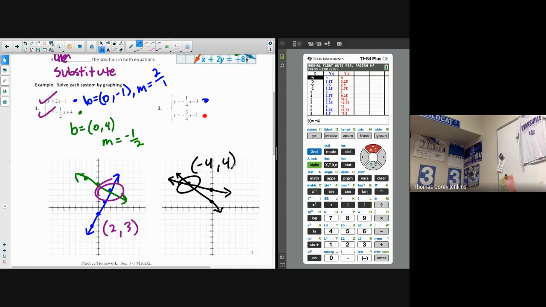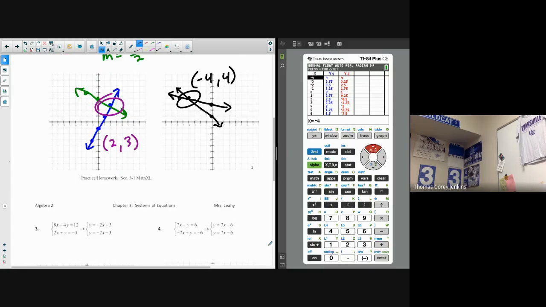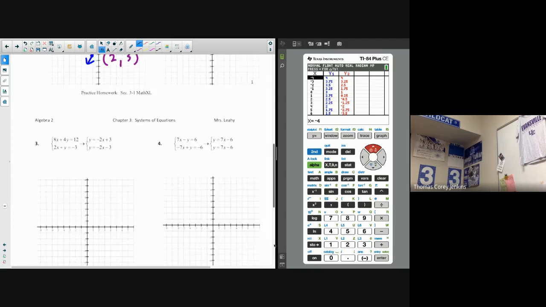Okay, so that's how you could use Desmos or a graphing calculator. And you could even produce a good graph on paper. Like I said, I don't really care whether you use your technology there or if you want to just graph them by hand. Let's see if there's anything else.